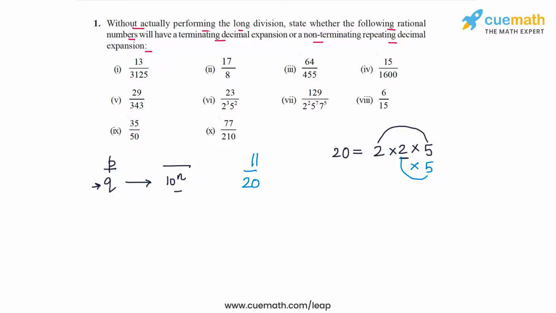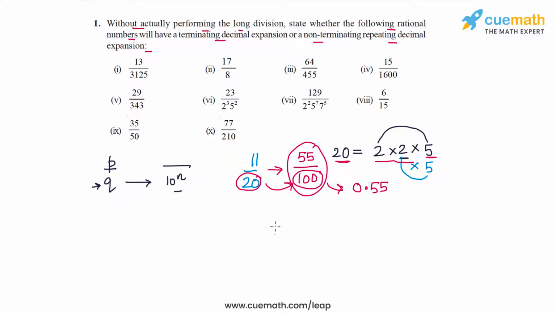So this basically means that by multiplying 11 by 20 above and below by 5, I can convert this to an equivalent rational number, which is 55 by 100. And here I have converted the denominator into a power of 10. And this was only possible because 20 had only 2's and 5's in it. So now 55 by 100 can be easily written as a terminating decimal, which is 0.55.